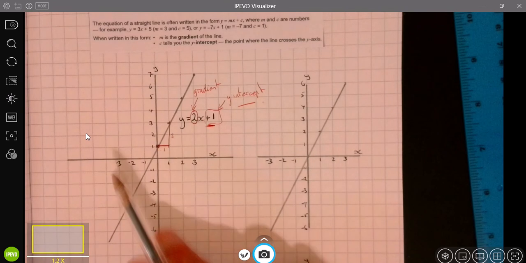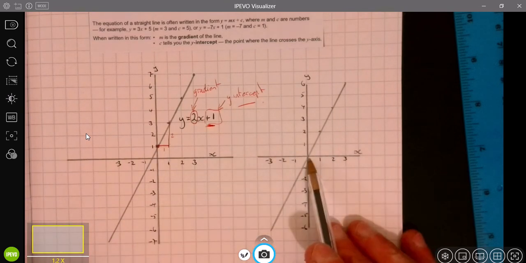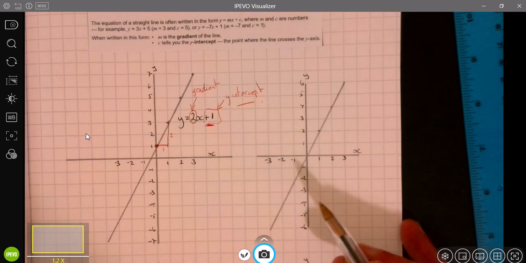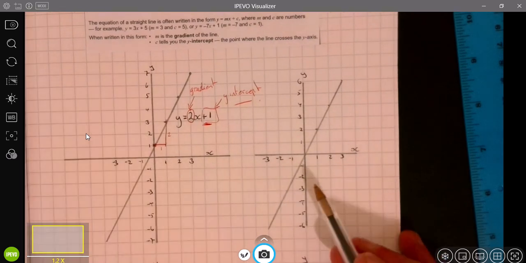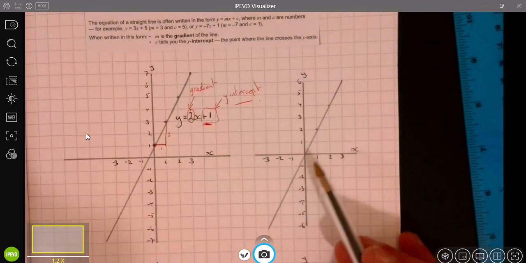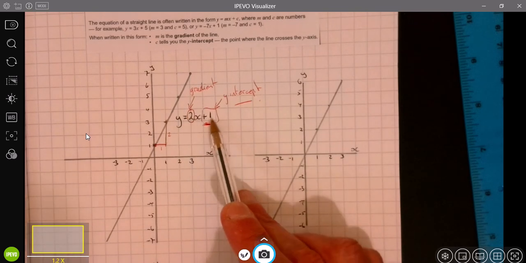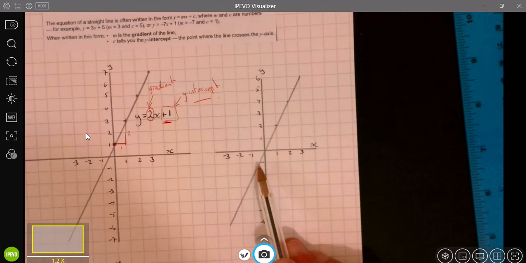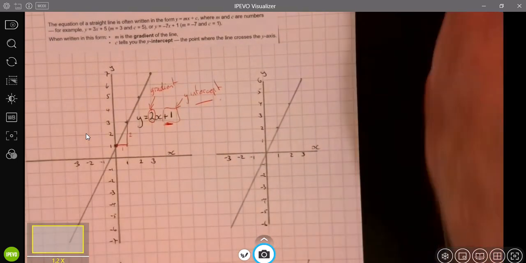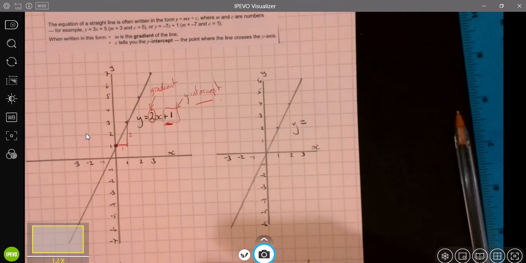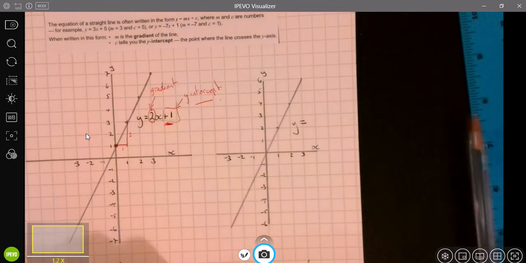Now, I've got some graphs drawn out. We're just going to have a little look at them together and see if we can figure out what the equation of the line actually is. On each one, all I need to know is the gradient and the y-intercept. So let's have a look at this one here first. We know it's going to look like this. We want it to go y equals something x plus something. So let's think about the gradient first.